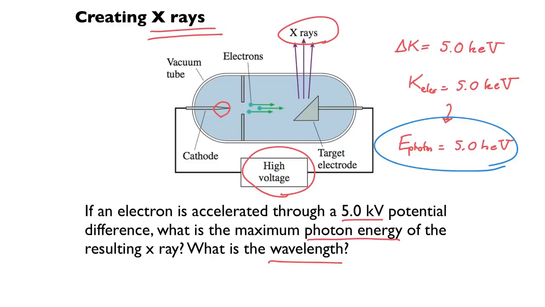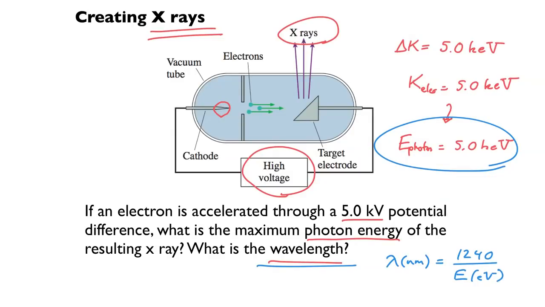And then we can just calculate the wavelength, and we calculate the wavelength by just using our basic relationship. I'm sorry, we take our basic relationship and we rewrite it. The wavelength in nanometers is going to be equal to 1240 divided by the photon energy in electron volts.